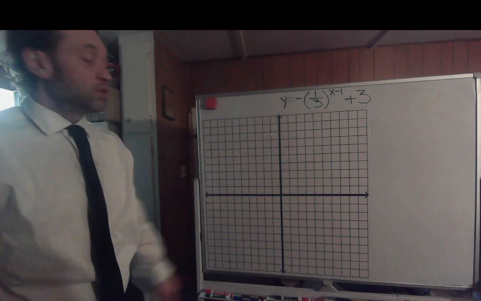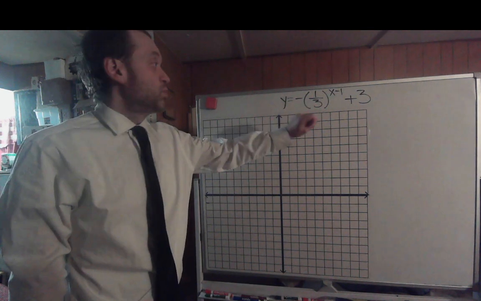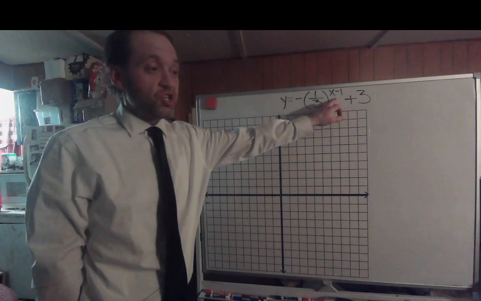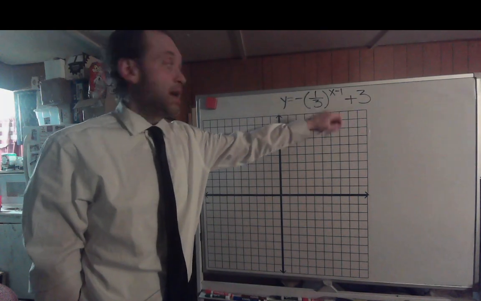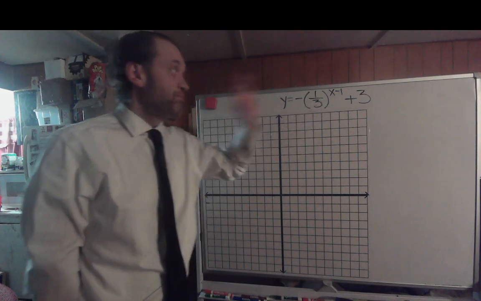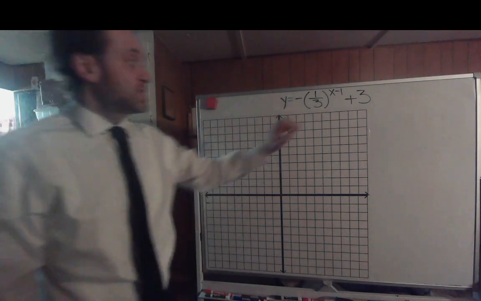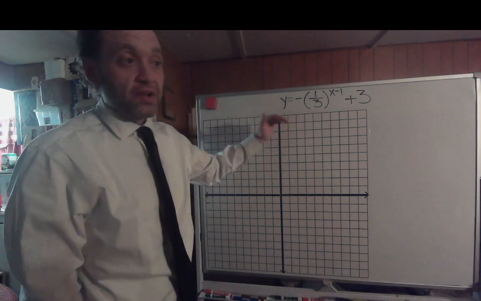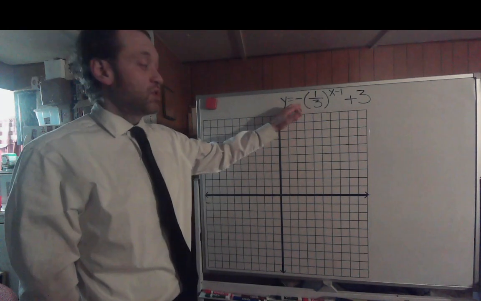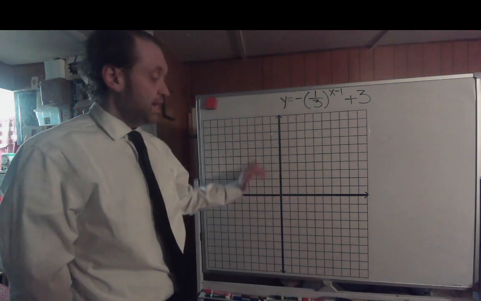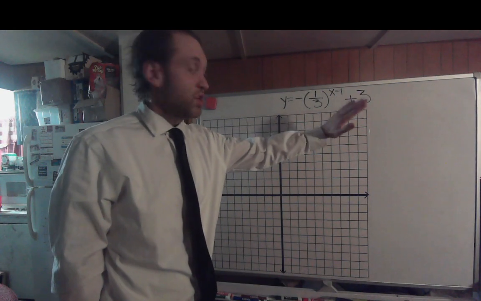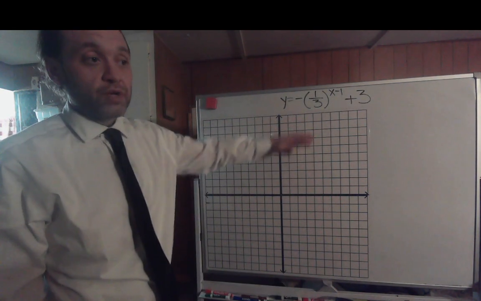So look at our base. That's 1/3, which tells you, and it's raised to a positive x power, which means you have exponential decay. And that x minus 1 means you're going to shift everything to the right 1 unit. That negative sign means you're going to flip it and reflect it in the x-axis. And then that plus 3 tells you you're going to shift everything upwards 3 units.